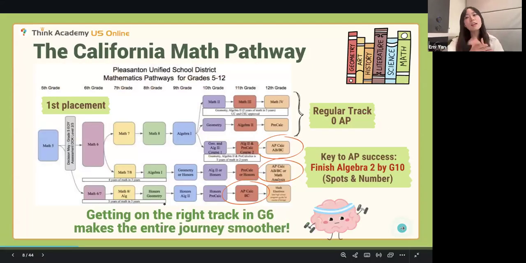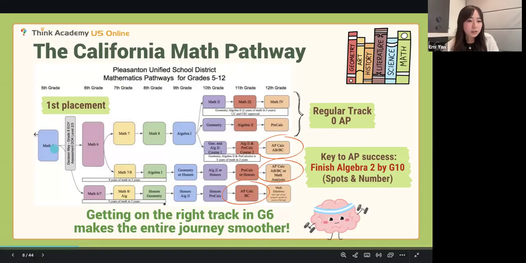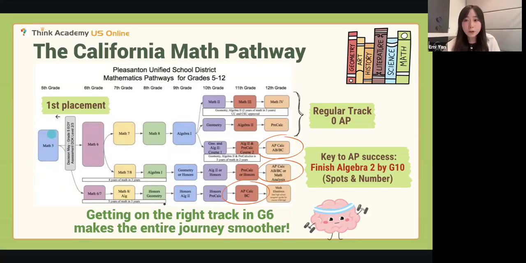Right. And let's take a closer look at one example here. This is from the Pleasanton Unified School District in California. So here in this picture, it shows the math pathways for kids from grade 5 all the way to grade 12. As we can see here, starting from grade 5, your kid's gonna have the first placement test when they enter grade 5. So we're gonna have a differentiated track here when they start grade 6. So for the first placement, you're gonna know whether your kid's gonna go to the regular track or the double accelerated track here.